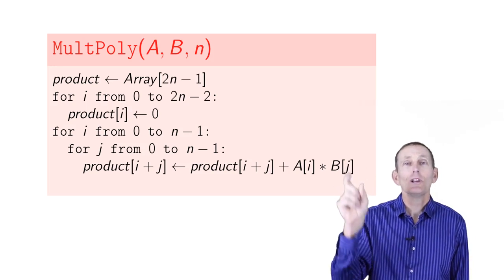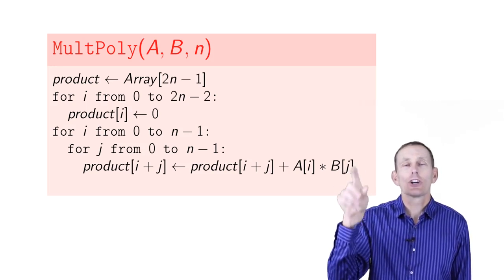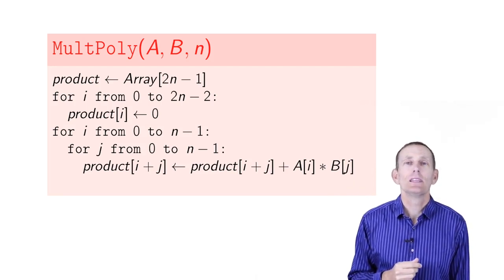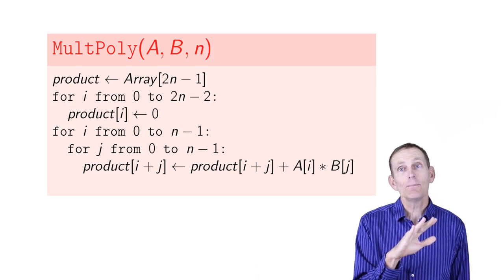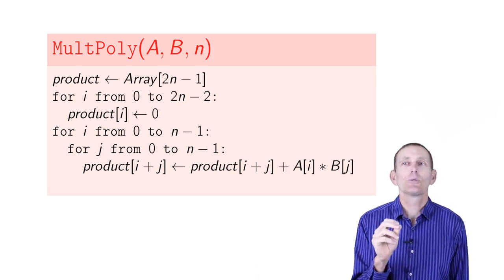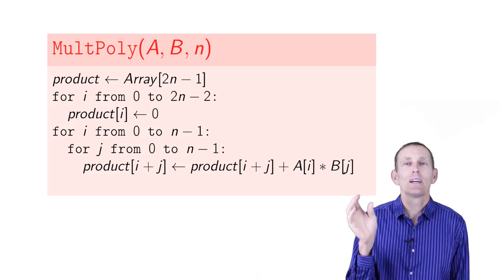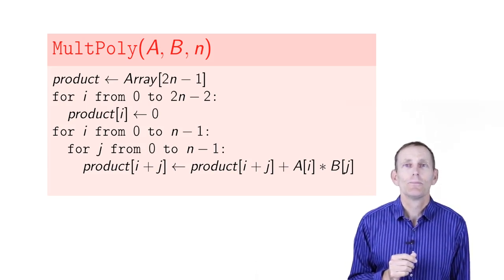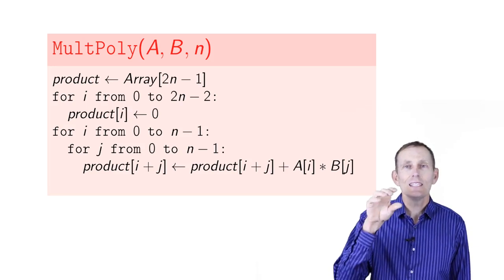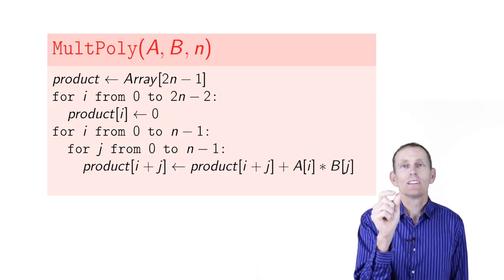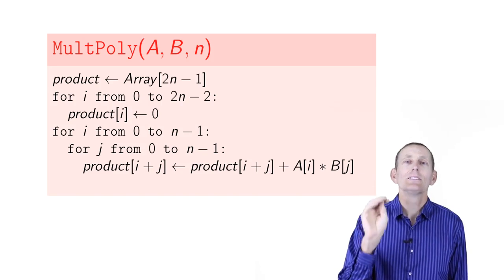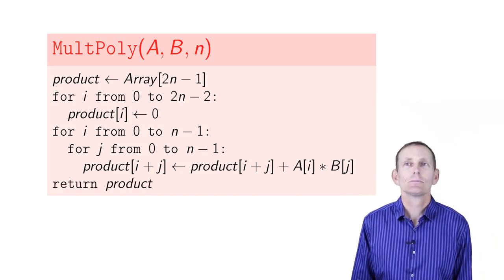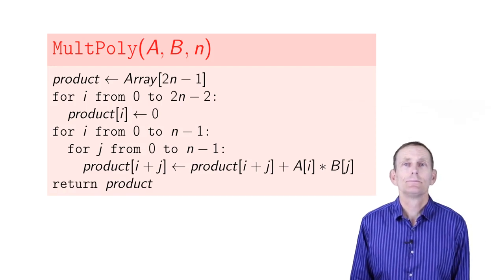So that says the two 0-degree terms in a and b get multiplied together into the 0-degree term in c. At the other extreme, if i is n minus 1 and j is n minus 1, we take a at n minus 1 times b at n minus 1, and we store that into product of 2n minus 2. As you can see, the intermediate values in product are going to have more terms added to them than the edges. And of course, then we return the product.